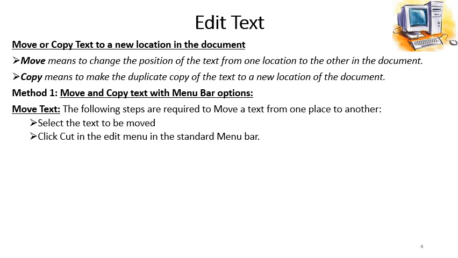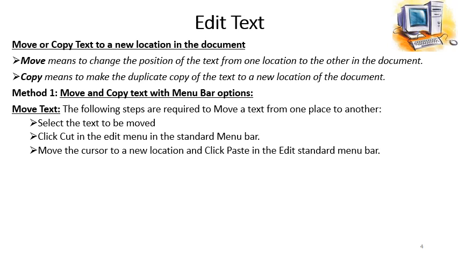Then the second step, click the cut command in the Edit menu in the standard menu bar. We will see it practically, where the cut command actually exists in MS Word. The third step is move the cursor to a new location, meaning place the cursor at the new location where you want to paste the selected text, or where you want to move the selected text, and click paste in the Edit menu.